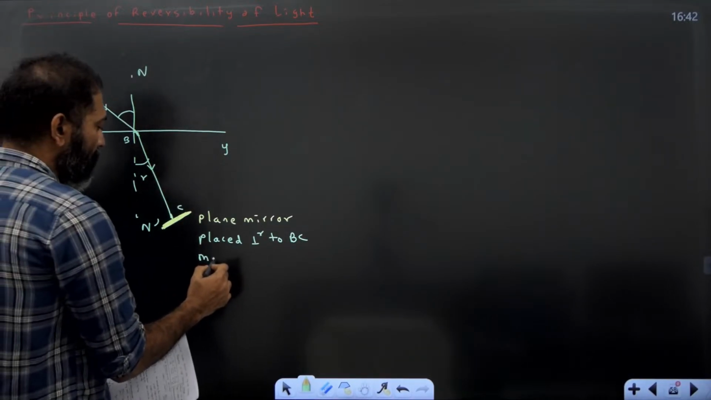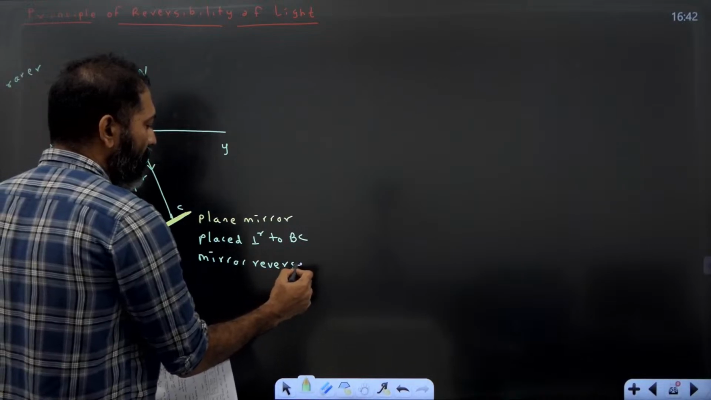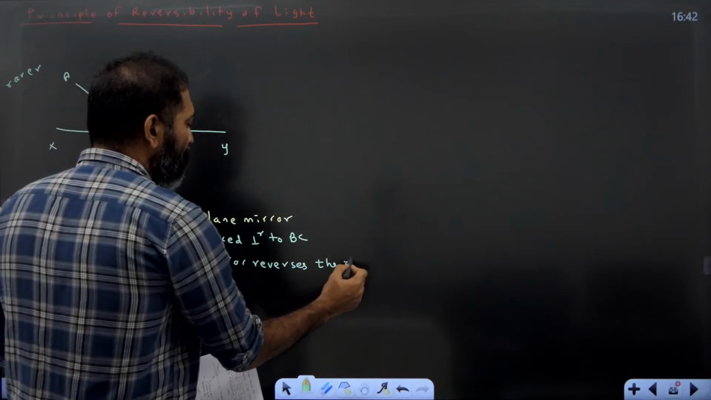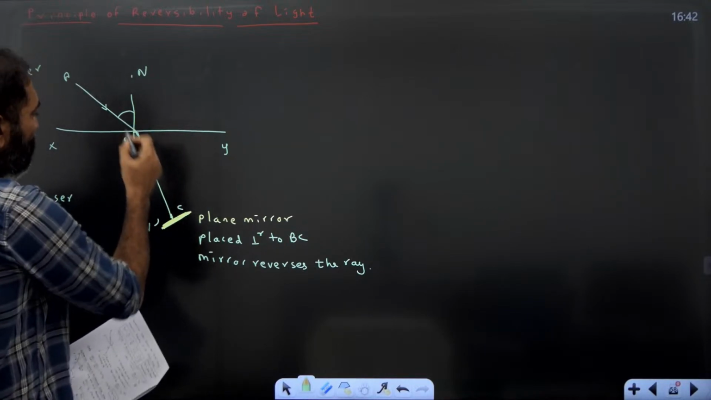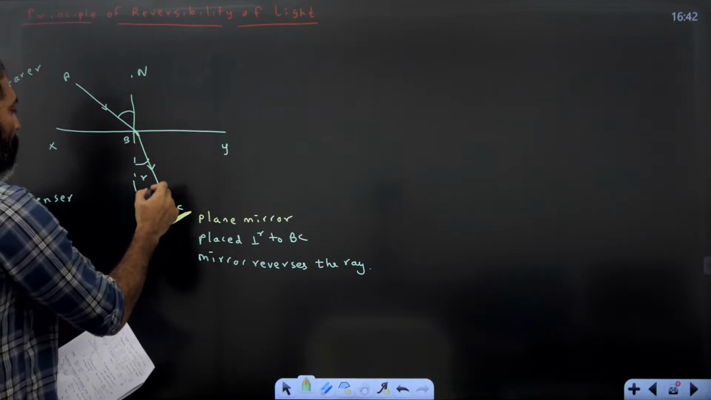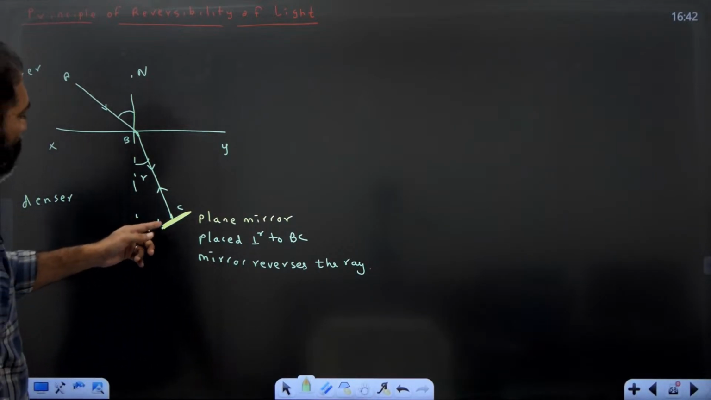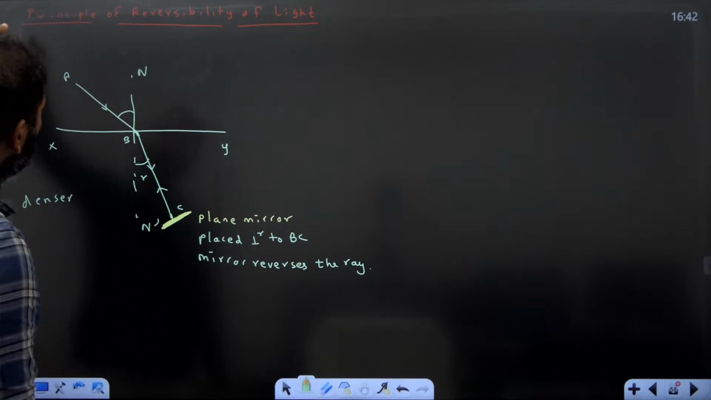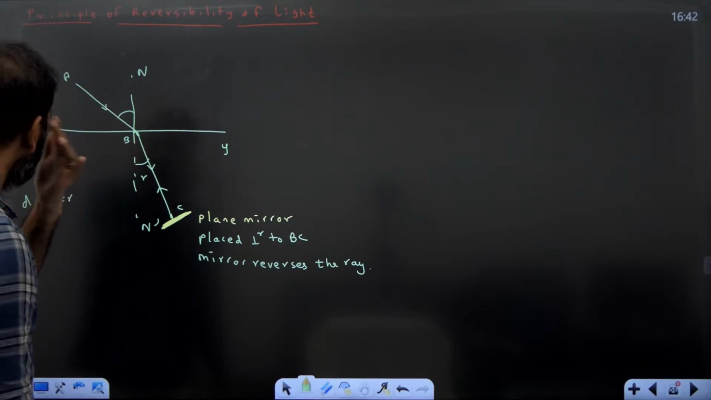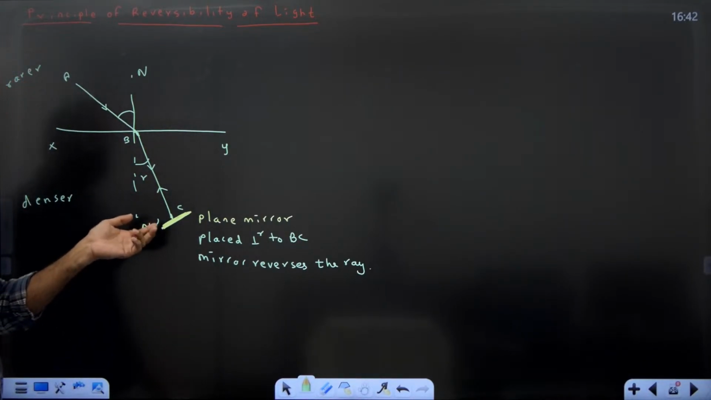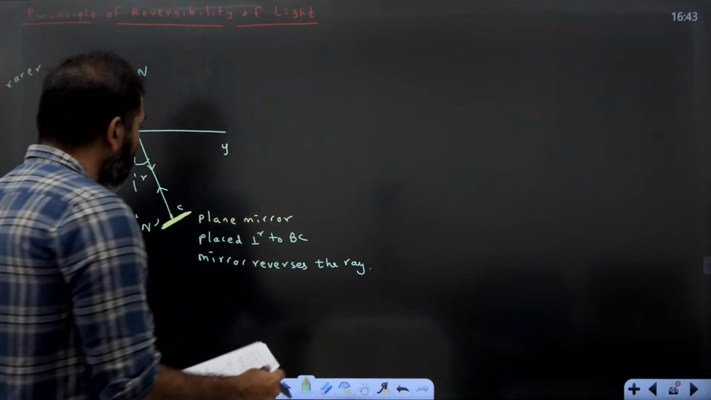The mirror reverses the ray. So after hitting the mirror, the ray gets reversed. Initially it was traveling from rarer to denser. Now after reflecting from the plane mirror, it travels from denser to rarer.